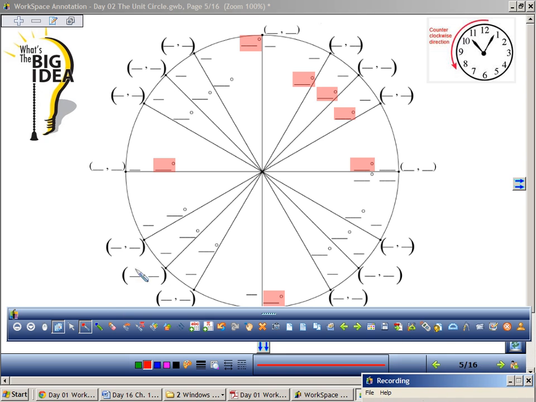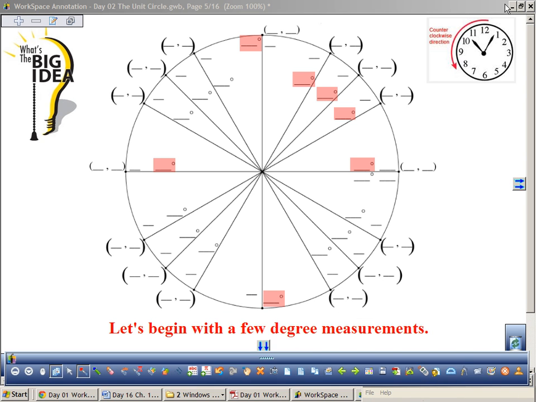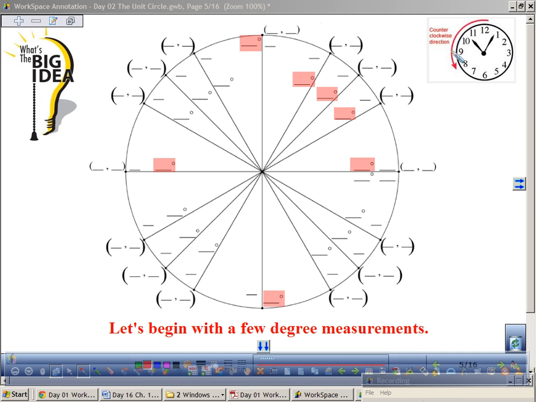Okay, so today we're going to work with the unit circle. The unit circle goes in a counterclockwise direction. So if I were going to fill out degrees, this is my starting point right here. If I were to start here, what degrees would I be at? 0. 0 degrees, if that's my starting point.